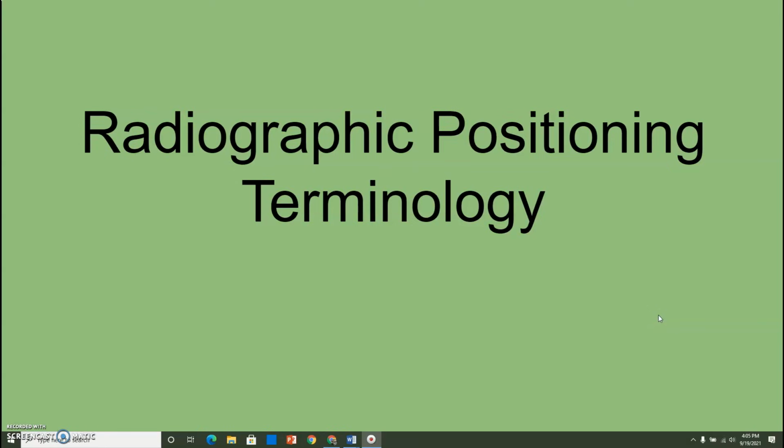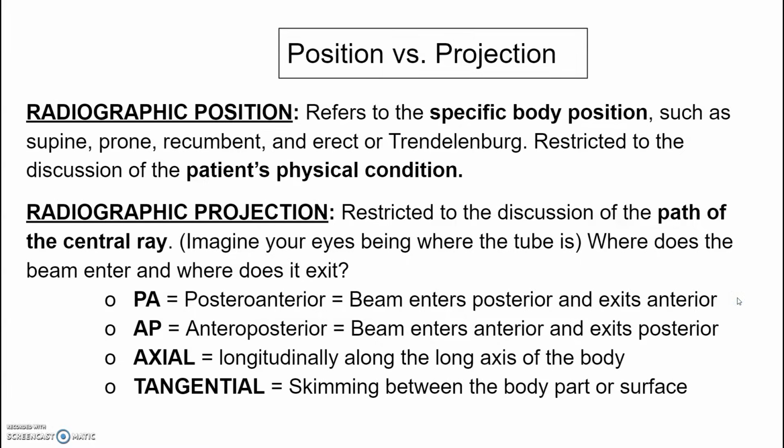Here's a quick review on important positioning terminology that we'll be using throughout all of our positioning courses. Position versus projection. These two words my students often flip back and forth and mistake on a test. If it's asking you radiographic position, that is specific to the position that the patient's body is in. So supine, prone, recumbent, erect, Trendelenburg, something like that. When it says projection, this is the path of the central ray. So where the beam is entering and where the beam is exiting is the projection.